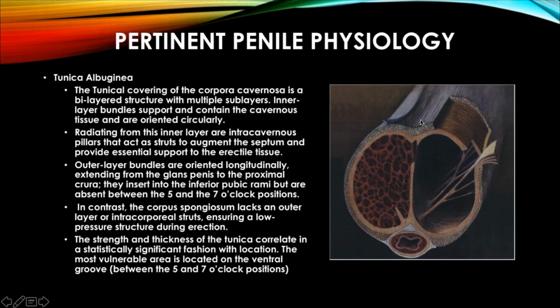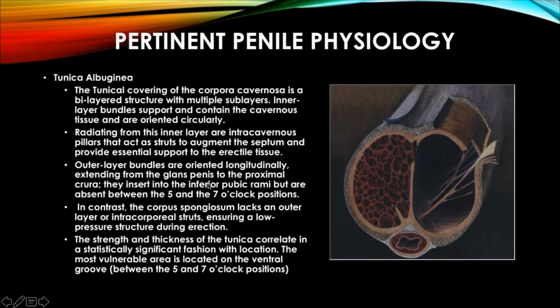The outer layers are oriented longitudinally, and you can see them on the top here, that outer layer, and they extend from the glans penis to the proximal crura. And the crura is where the erectile chambers split and insert on the pubic bone. And this is where you get stability. Otherwise, the penis would wobble around.